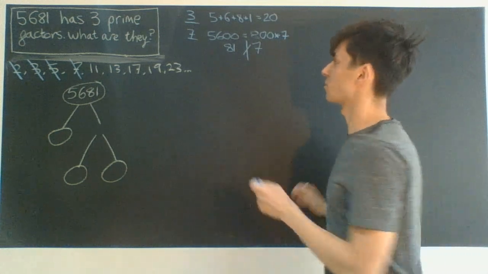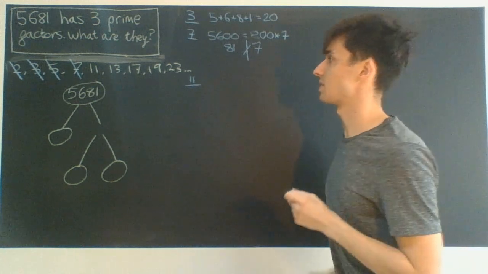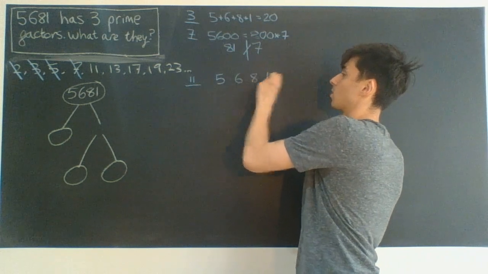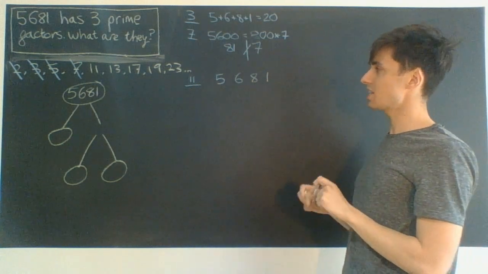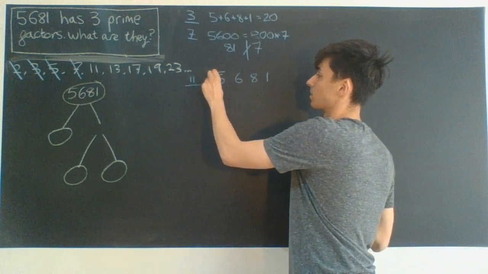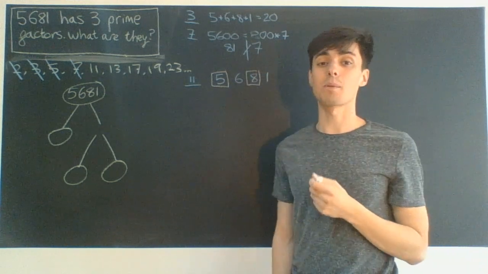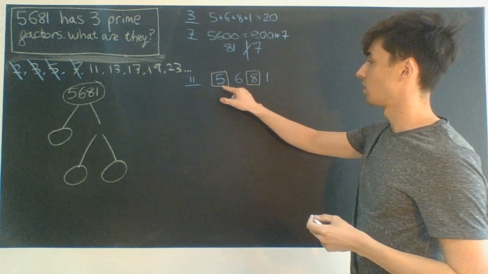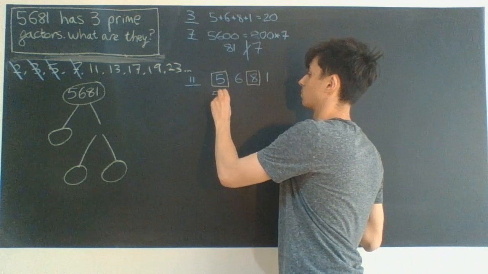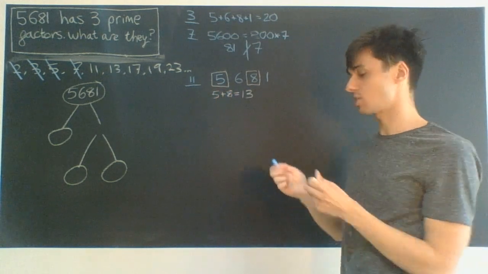Okay, next we go to 11. And for 11 there's a nice divisibility test. So if we write out our number 5, 6, 8, 1. To test if a number is divisible by 11, what you do is you take the odd digits first. So digit number 1 and digit number 3 in this number, there are odd digits. You add them up. So 5 and 8 will get us 13.